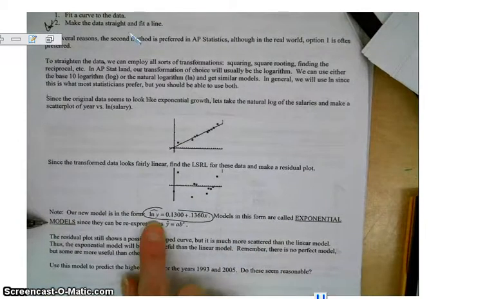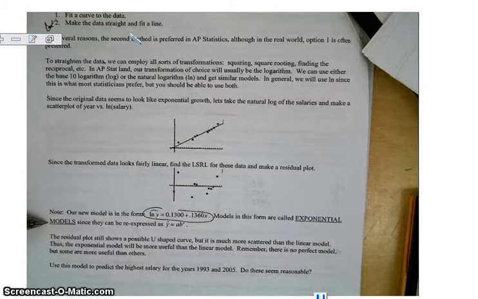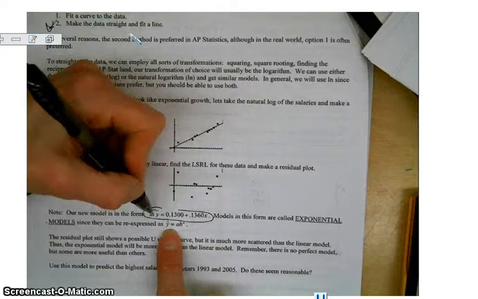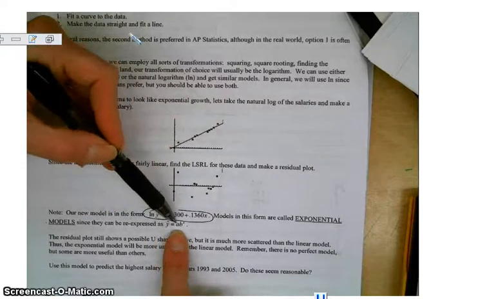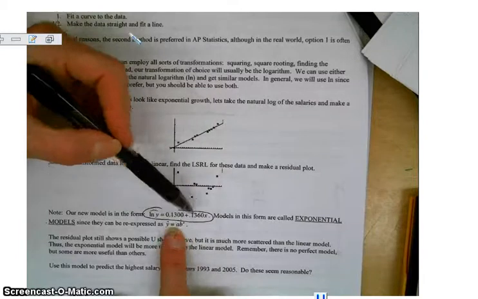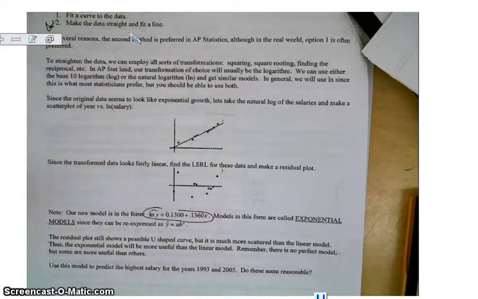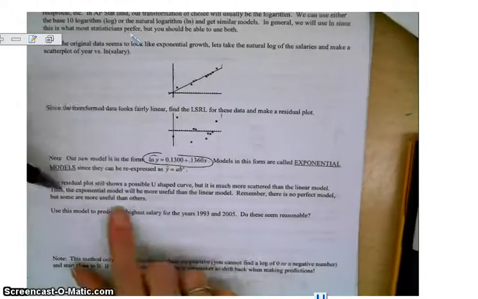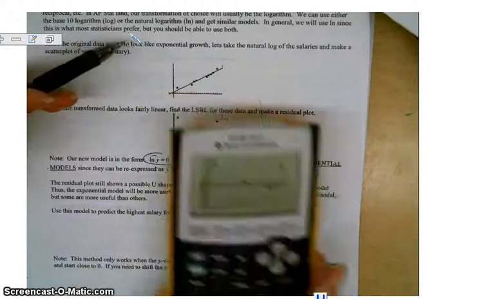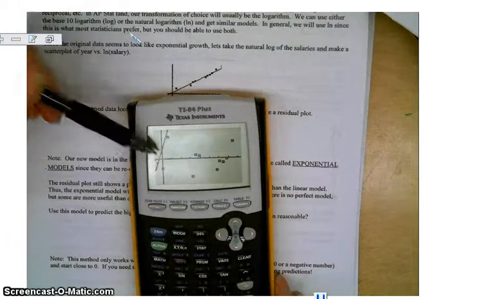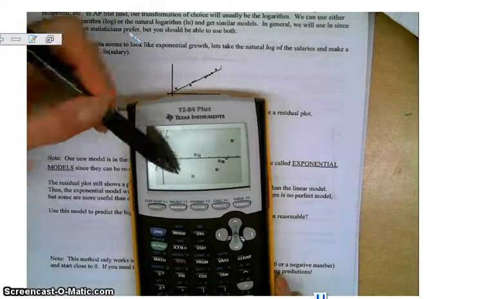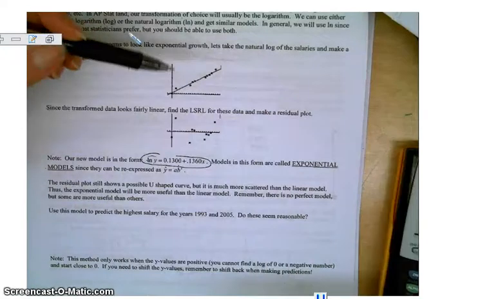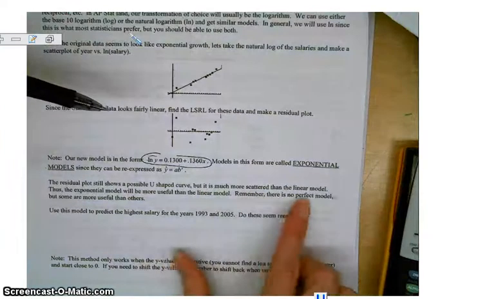So when we take the natural log of the y's, they're called exponential models. And you could rewrite them if you took this equation and rewrote it as an exponential, y hat equals a times b to the x, which you don't need to do. You just leave it just like that. Okay, so the residual plot still shows a possible U-shaped curve. I've still got that here. Maybe not so much, but you still got that blob there and still slightly curved. Okay, so it's much more scattered than the linear model.